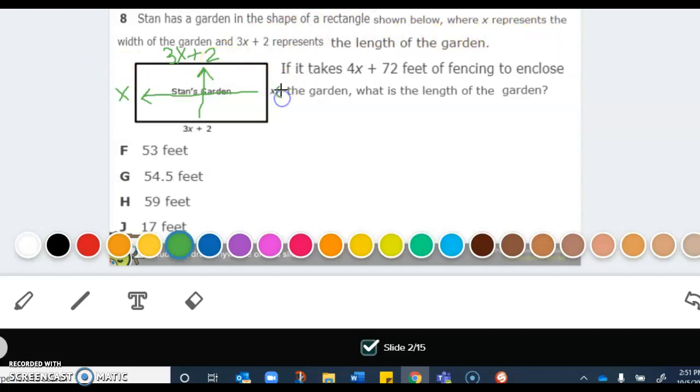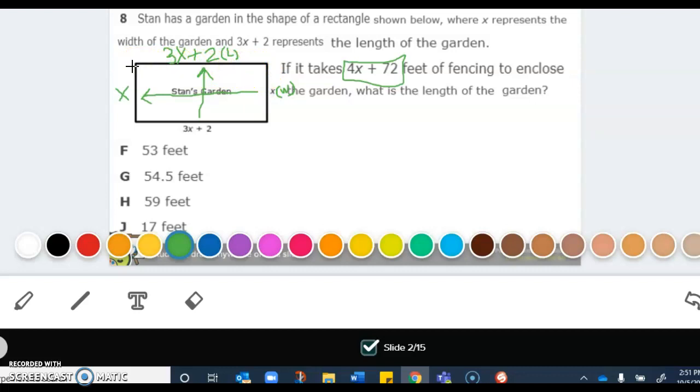So let's put a W right here so we know that x is talking about our width. And 3x plus 2 represents the length. So let's just put that in parentheses. So x is my width, 3x plus 2 is the length. Then it goes on to tell you that 4x plus 72 encloses the whole garden. That means all the way around. That is the perimeter.